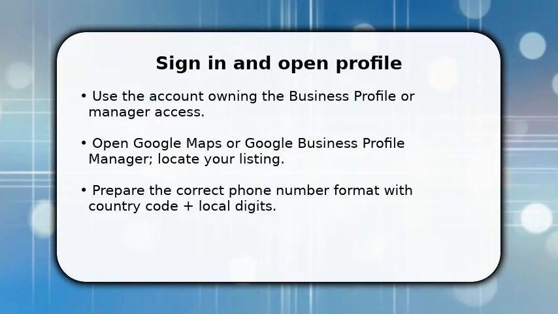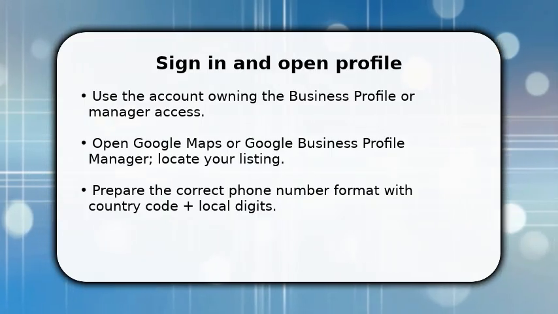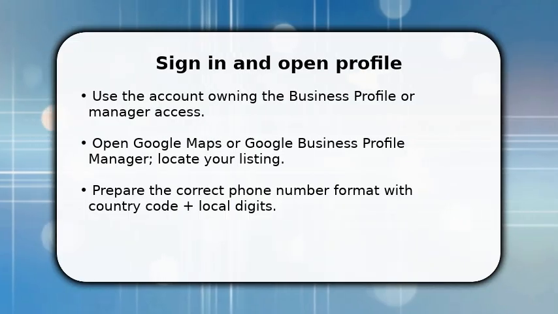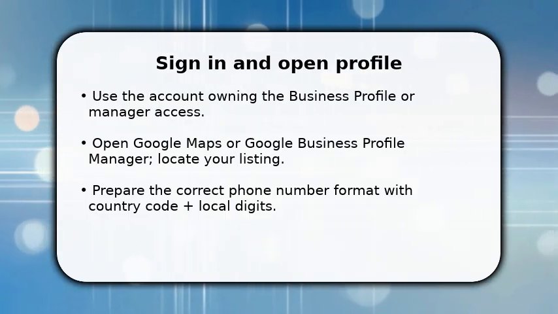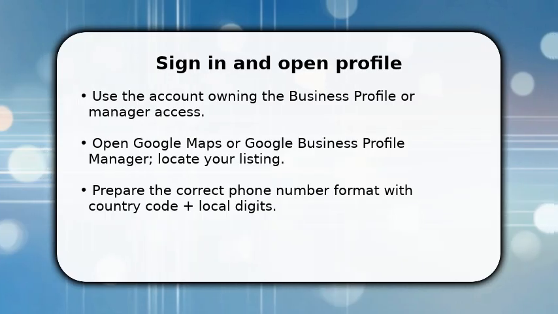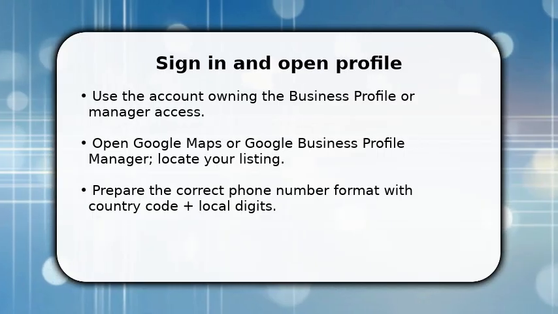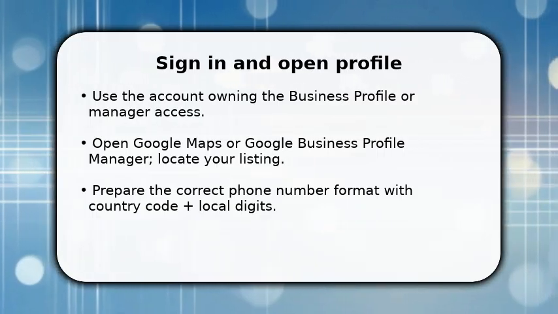You start by signing into the exact Google account that controls the business listing. Once signed in, open Google Maps or the Business Profile Manager and search your business name. Click the listing to access the profile editor. Make sure you have manager or owner rights before editing. Without them, you'll be blocked.